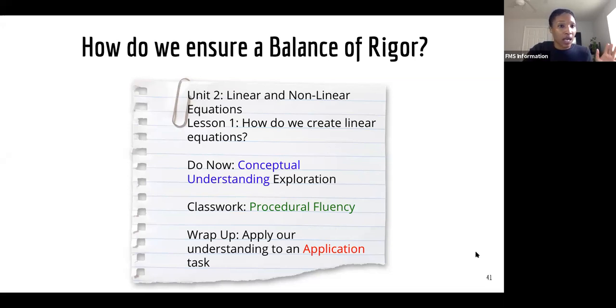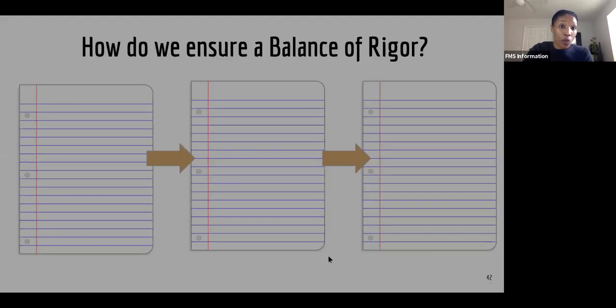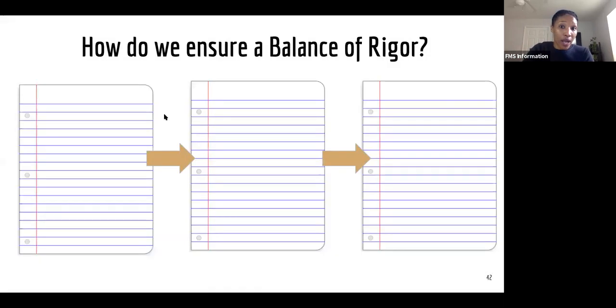But you might say, there's not enough time, Ms. Franks, to do these three components in one lesson. So another way we can ensure a balance of rigor is we can split it out over lessons to make sure that I still pursue those three aspects with equal intensity.